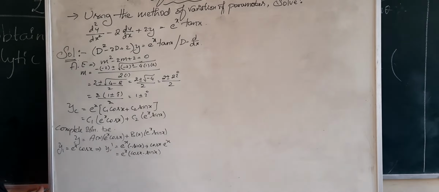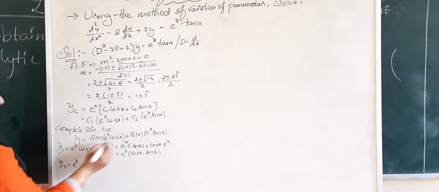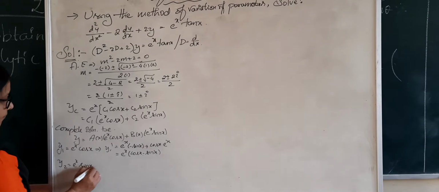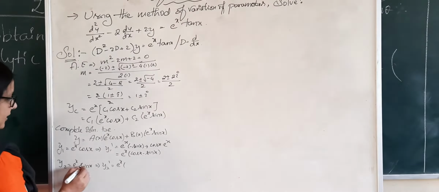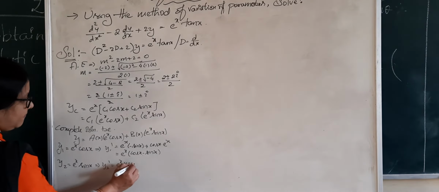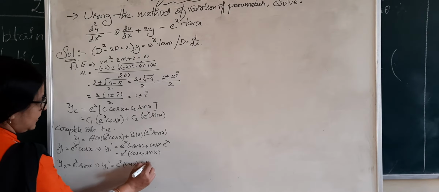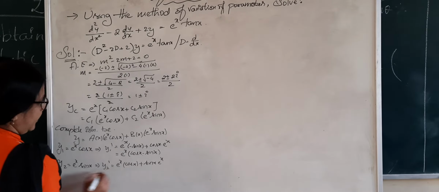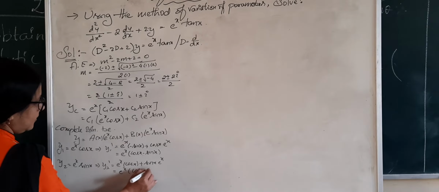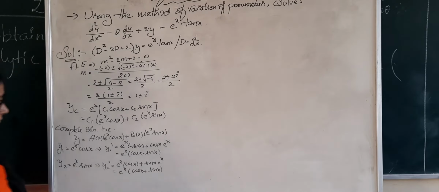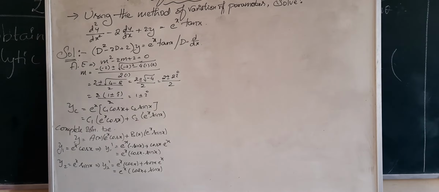This is our y1 dash. Similarly, y2 is equal to e power x sin x. Apply the product rule again. e power x as it is, derivative of sin x is cos x, plus sin x as it is, derivative of e power x is e power x. Take out e power x common here also. You get cos x plus sin x. Okay, so this is y1 and y2, and hence their derivatives.